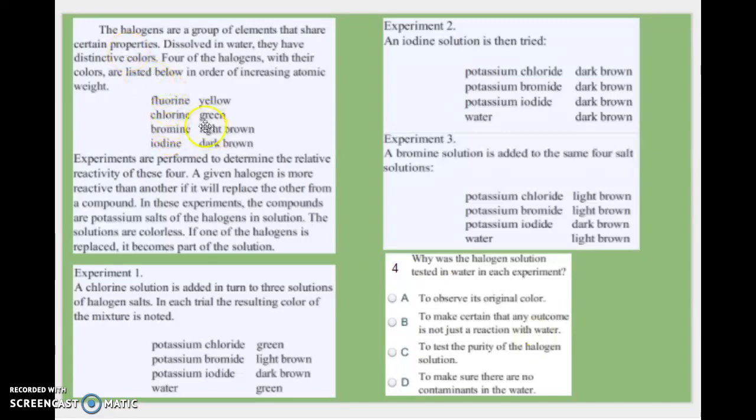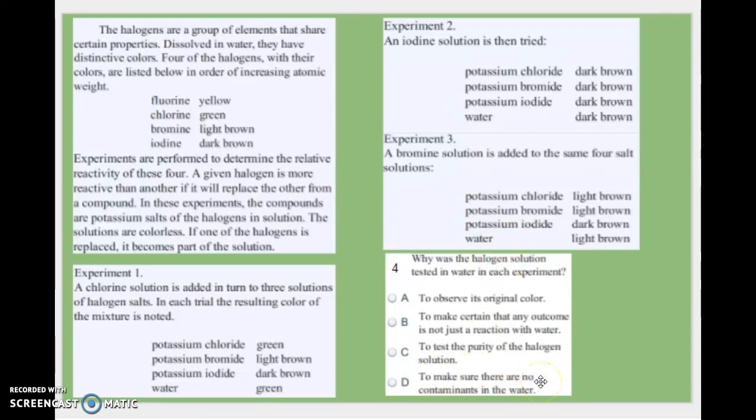Well, that reaction is really what we are looking for. We're looking for that color in water. And so we're looking for it to turn that. We want to see that reaction, so it wouldn't be that one. To test the purity of the halogen solution, that's not really how we would test it. You would test it with other reactivity type things. You don't want to test it just in water.